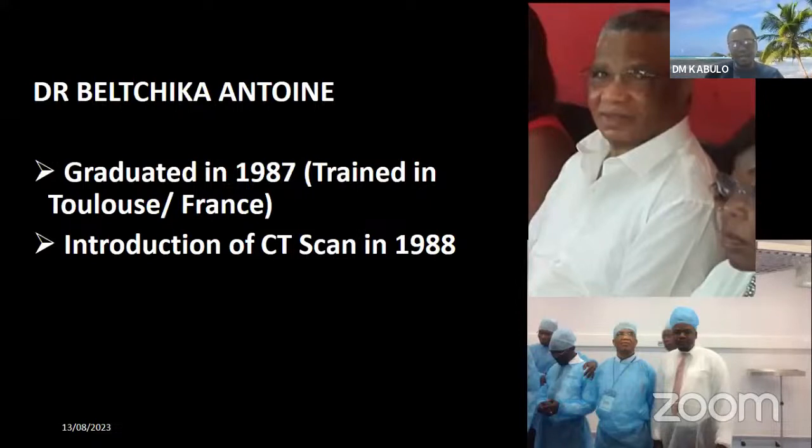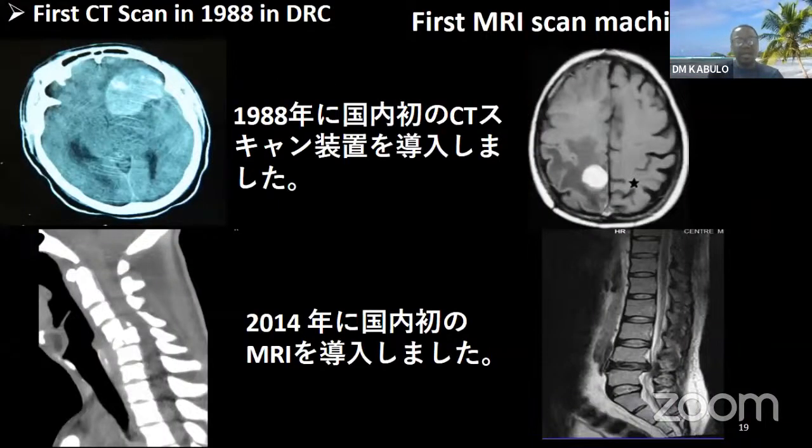After the passing of Professor Shako, Dr. Belchika went to France, and he did his neurosurgery and graduated in 1987. So he was the only neurosurgeon in the country from 1987 up to 2008, when others started to come. You see how neurosurgery is still a young discipline in Congo.